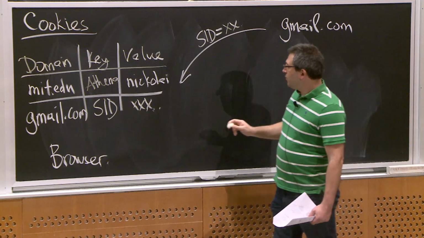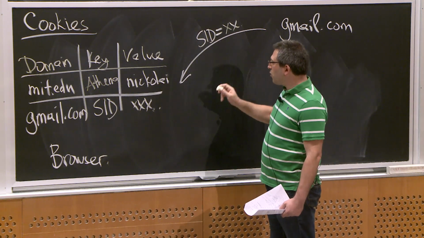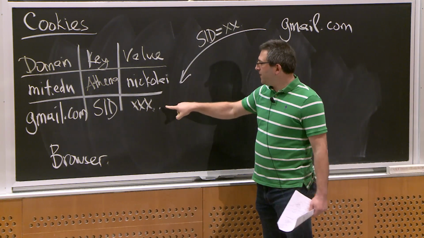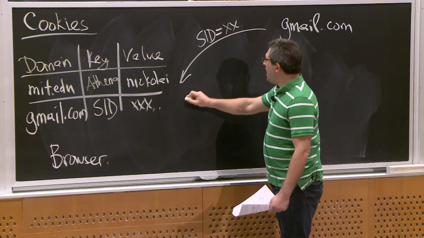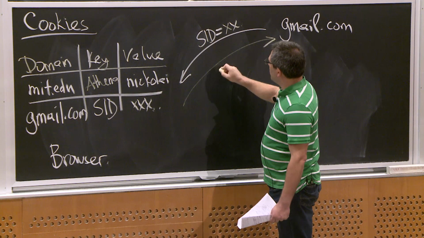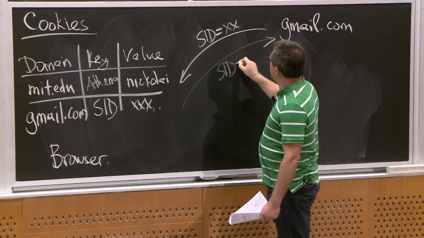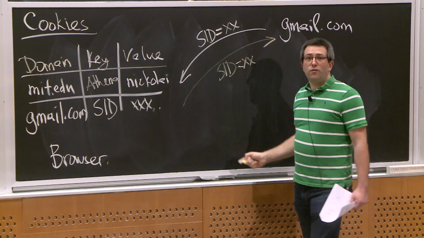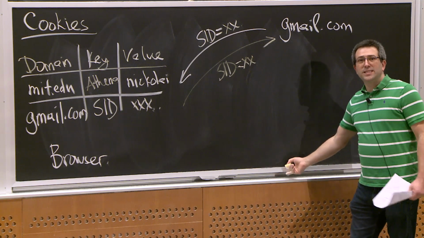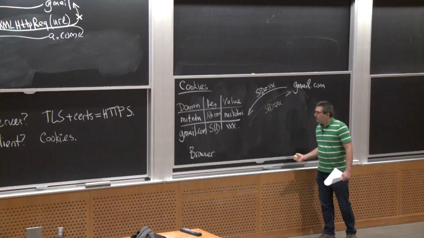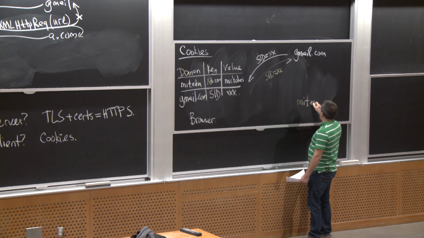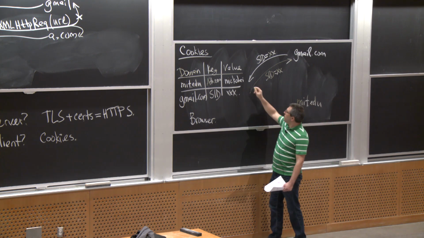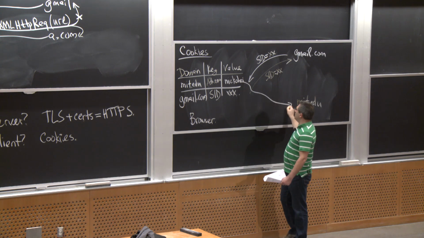And then, whenever my browser sends a request to a particular server, it's going to fish out all the cookies from this table with the matching domain name, and it's going to send them over to the web server. So the next time I send a request to Gmail, I'll send this cookie over. And then Gmail is going to let me access my state. And just to complete the picture, when my browser talks to other domains like mit.edu, it'll send this cookie, but not others.